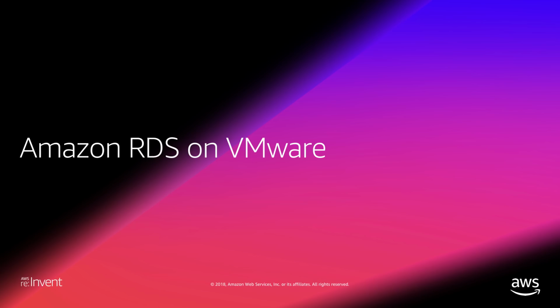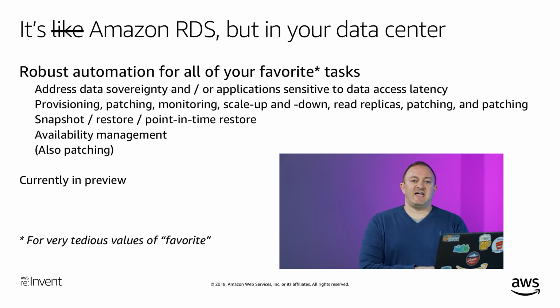Amazon RDS on VMware is a new offering that is building on our current relationship with VMware for running VMware in the cloud or running VMware and some of our other service offerings, which you'll probably hear about. It's not like Amazon RDS, but it is Amazon RDS in your data center. So again, everything in Amazon is customer-centric.